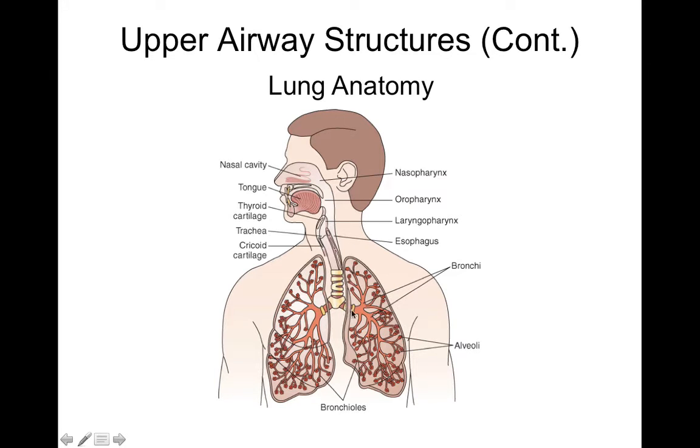Those right and left main bronchi branch again into what we call secondary or lobar bronchi. And every secondary bronchus or lobar bronchus goes to a lung lobe. Okay, so we know that our right lung has 3 lobes, right? So we have 1, 2, 3 secondary bronchi or lobar bronchi, and our left lung only has 2 lobes.